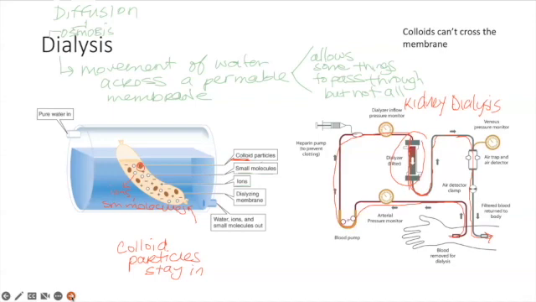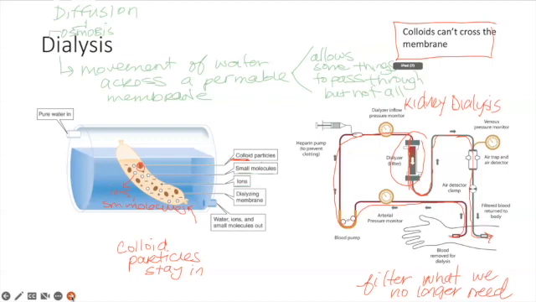So we filter out the bad stuff. Well, it's not necessarily that it was bad, but the ions and stuff were important at some point, but we filter out what we no longer need. All right, so what do I need to know from this slide? That colloids can't cross the membrane. And that concentration gradient, it likes to go from high to low. All right, that is the end to chapter 7.